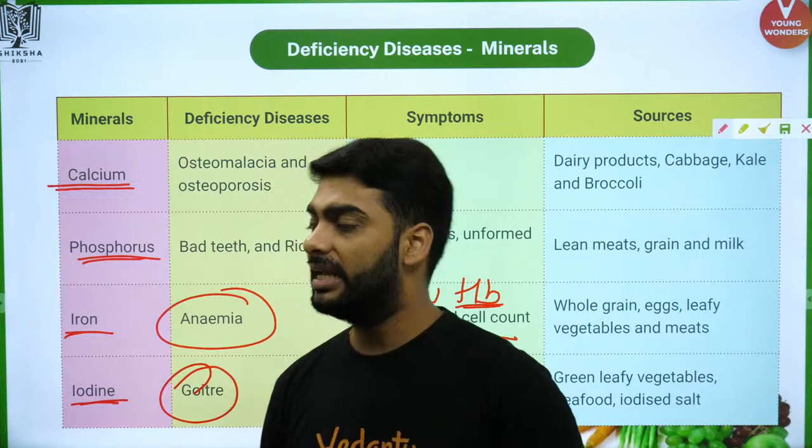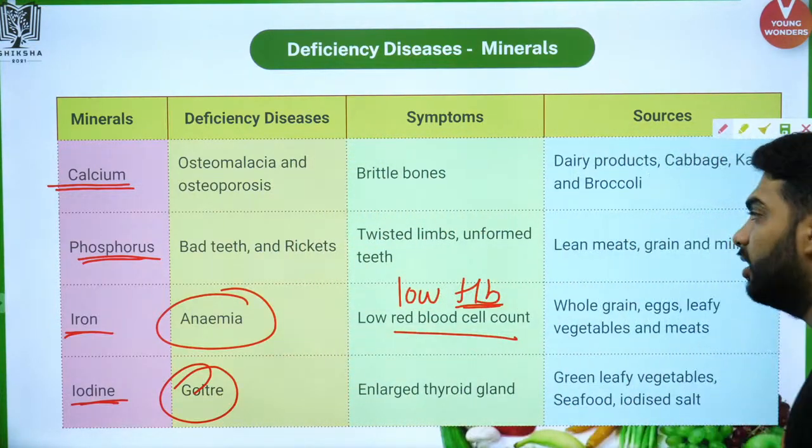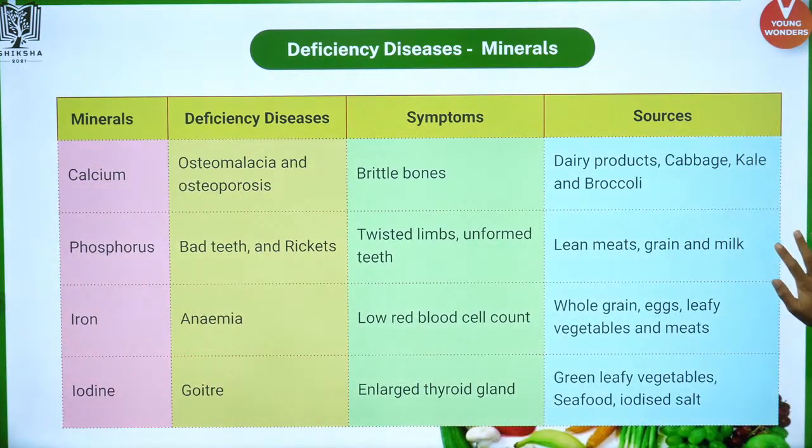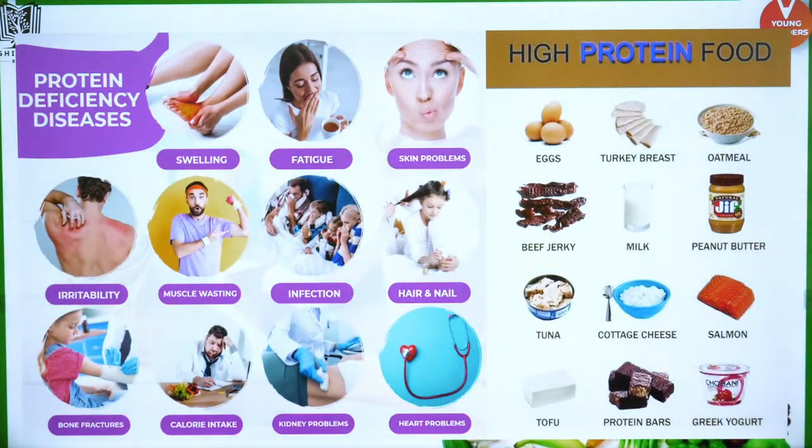Iodized salt, right? So these are the different minerals and their deficiencies. Got it? Chalo. Now moving on to protein deficiency.